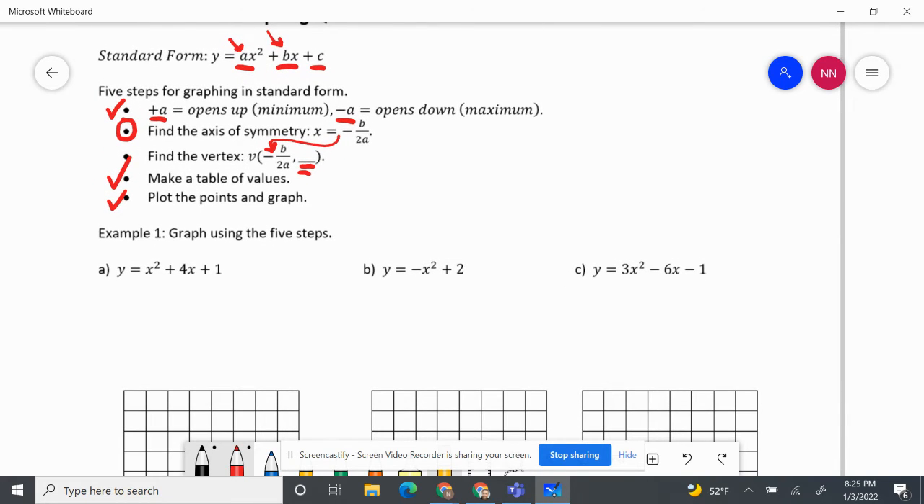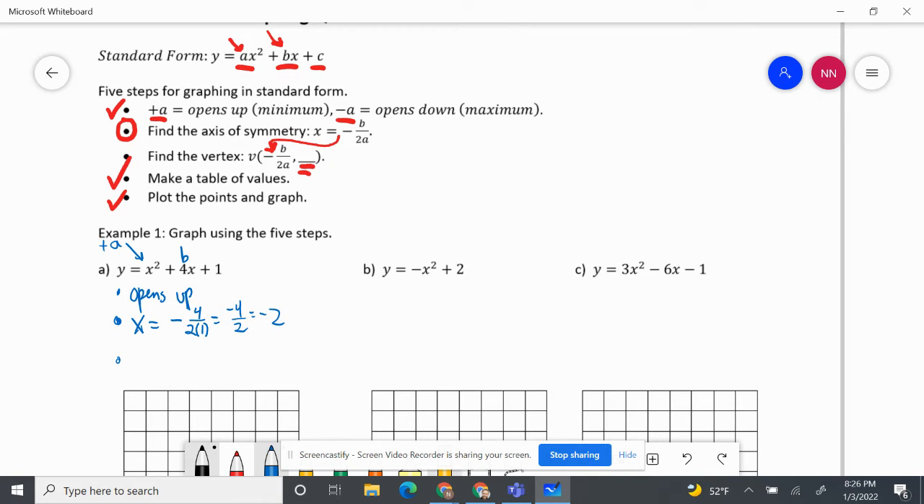For the first part, we have to decide, does it open up or down? We're going to look at our x squared value, and that determines it. In this case, the a value is positive, so just like yesterday, it opens up. Then, to find the axis of symmetry, it's x equals negative b over 2a. So this is our b value, this is our a value. So we have negative 4 over 2 times 1. That would be negative 4 over 2, which is negative 2.